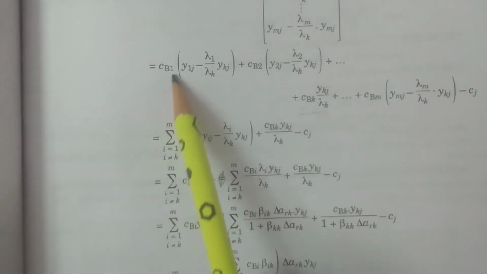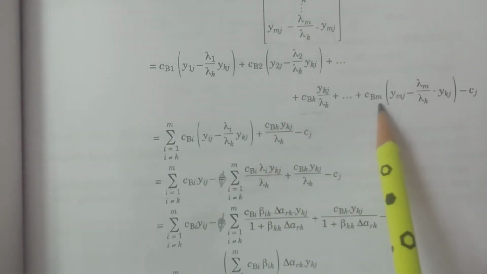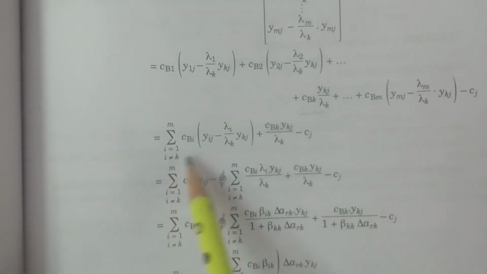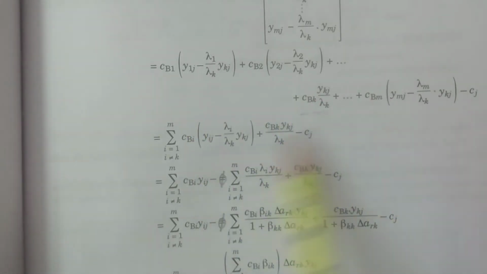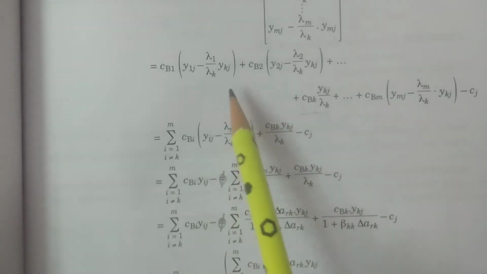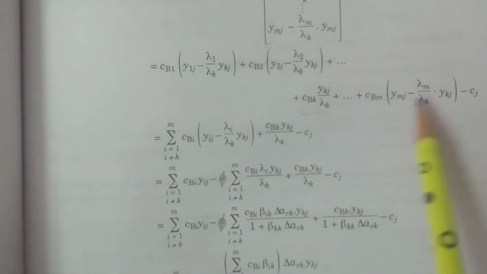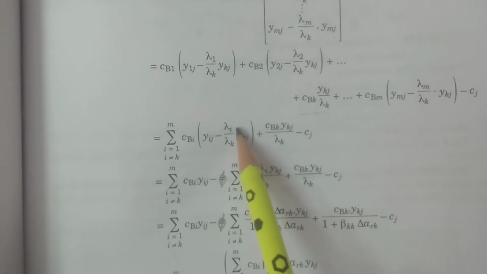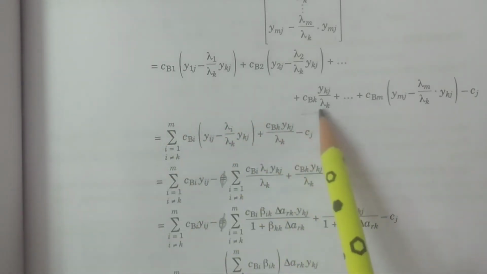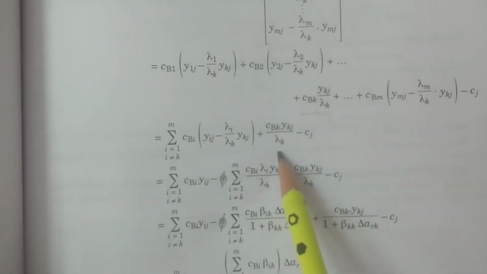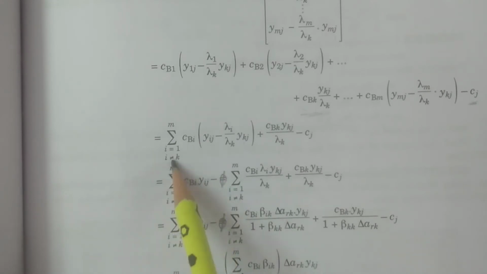So cbi, i equal to 1, i equal to 2, up to i equal to m, except i equal to k. cbi multiplied by yij minus lambda i by lambda k, where lambda 1, lambda 2, and so on, lambda m, and lambda k is common, into ykj, where ykj is a common value. So this is what is in one summation. Another one: plus cbk ykj by lambda k minus cj, the last one. The remaining terms are all in the summation, i not equal to k.